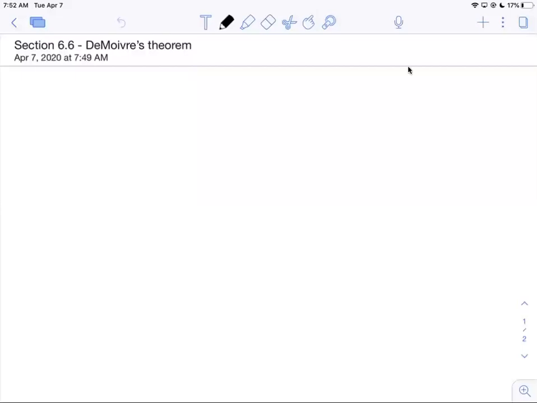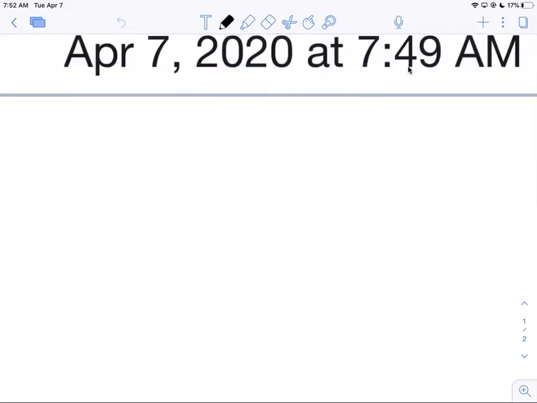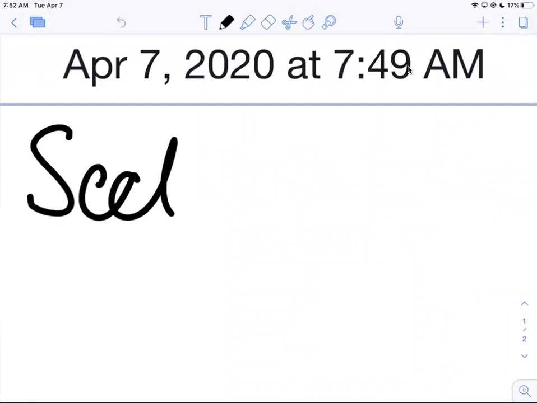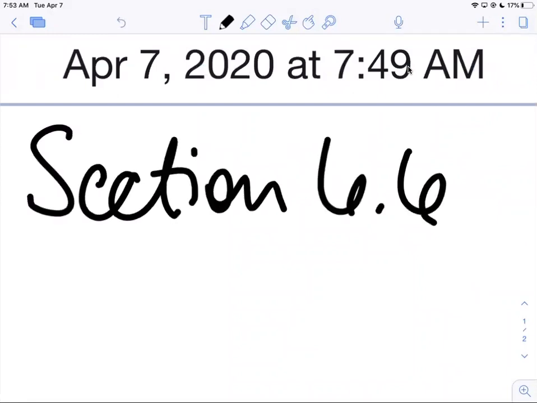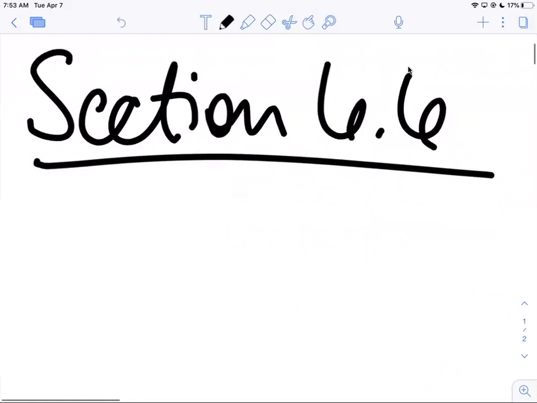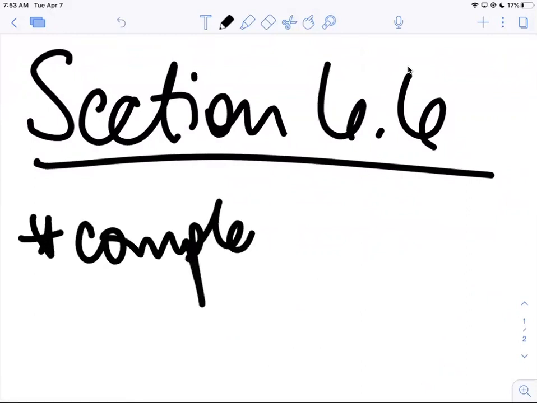All right, guys. Today we're doing section 6.6, and it is on complex numbers and something called de Moivre's theorem. So we're going to get into that in a little bit, but we got to remember about complex numbers. So we're in section 6.6, and the first thing that we're going to talk about is something called the complex plane.